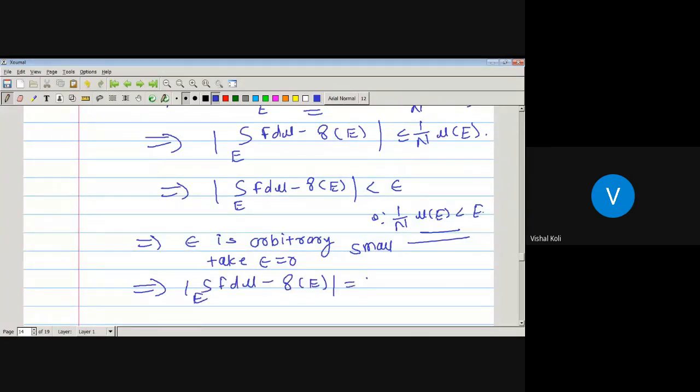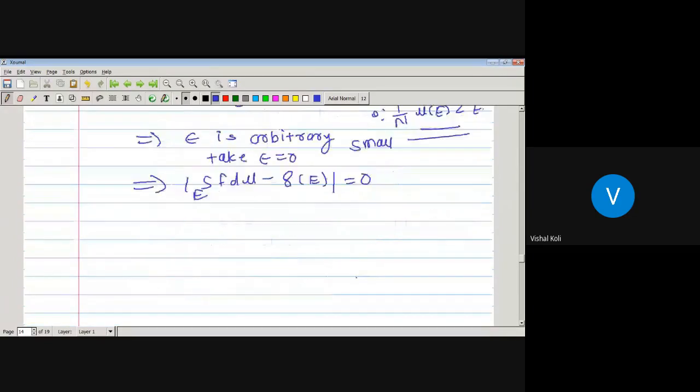As epsilon equal to 0, this implies the integration over set E of f d mu minus gamma of E is equal to 0. As it is equal to 0, gamma of E is nothing but the integration over set E of f d mu, and hence the required result. That is what we had to prove. So if (X, B, mu) is a sigma finite measure space and gamma is a measure which is absolutely continuous with respect to mu, then there exists a non-negative measurable function f such that gamma of E is equal to the integration over set E of f d mu, which we have shown for a finite measure space. After that we will prove its uniqueness, and after that we will prove it is also true for a sigma finite measure space.